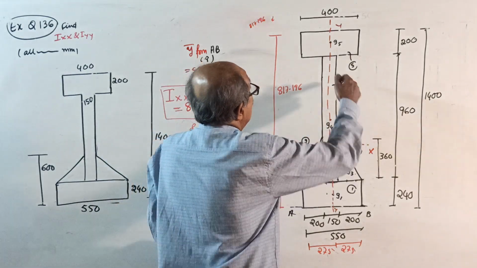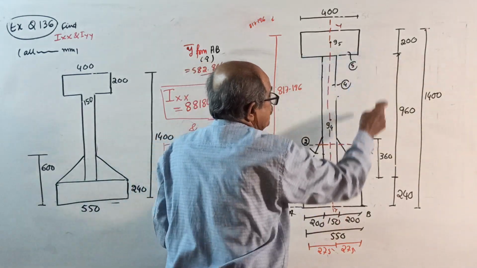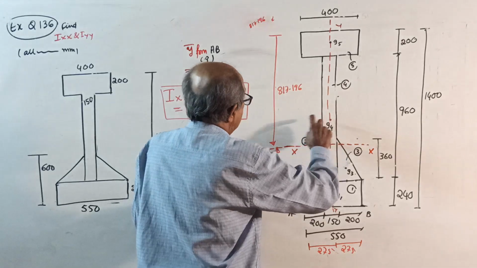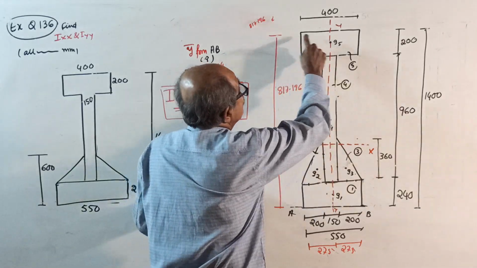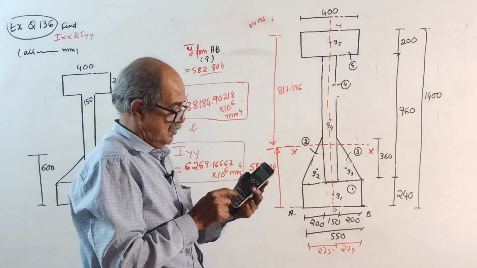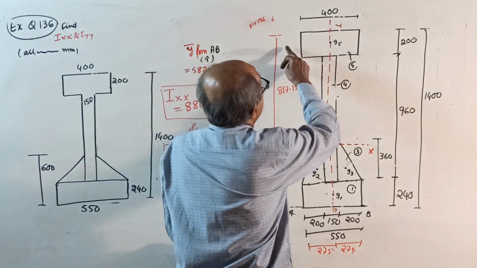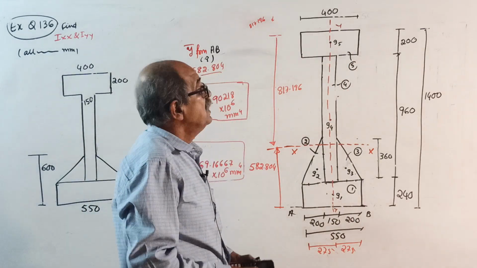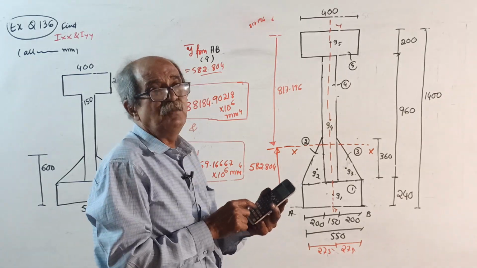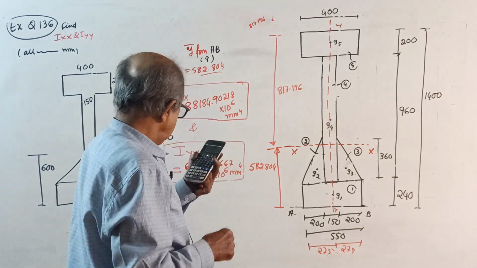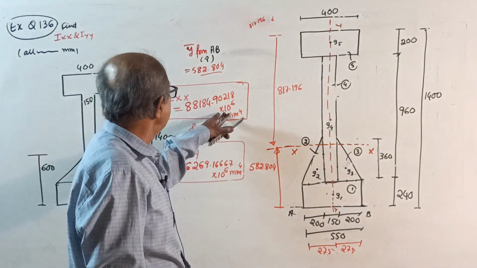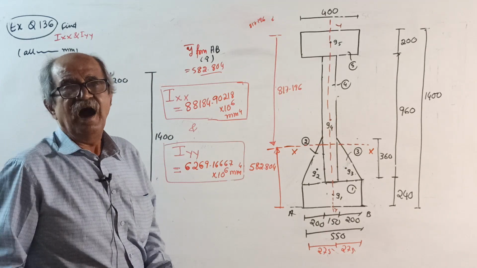I for 4. 150 into 960 cube by 12 plus 150 into 960 is the area into 817.196 minus 200 minus half of 960 whole square. Lastly, 5. 400 into 200 cube by 12 plus 400 into 200 is the area into 817.196 minus half of 200 whole square. 88184.90218. Oh, answer K. See, I already calculated.